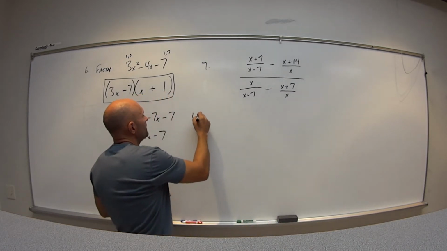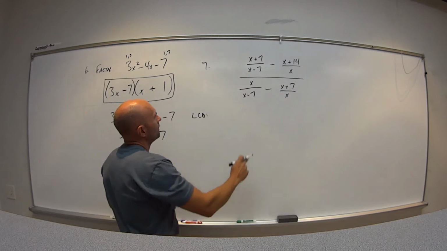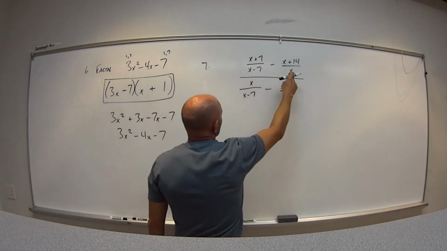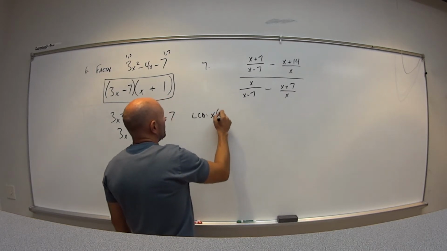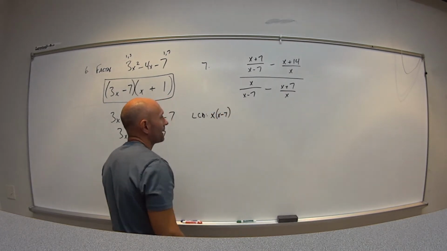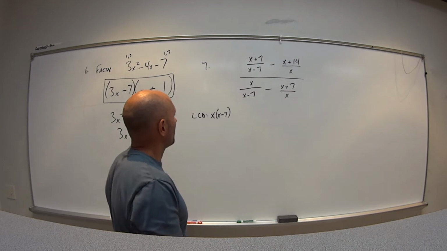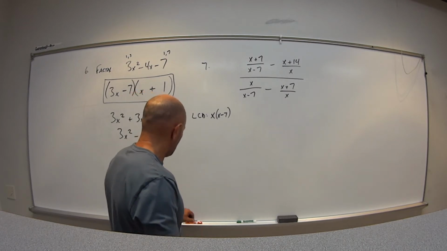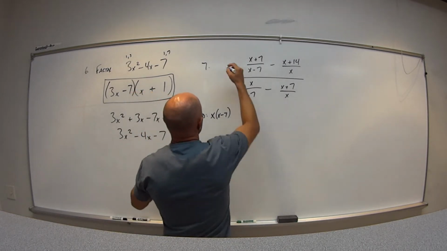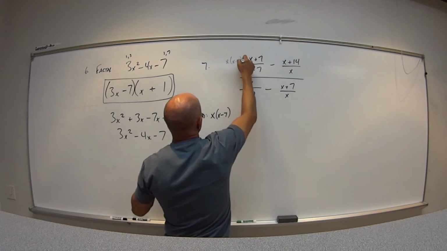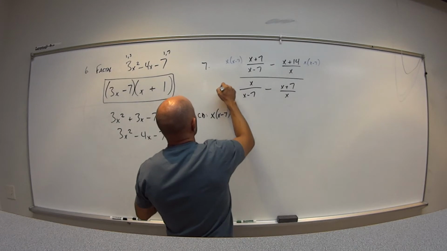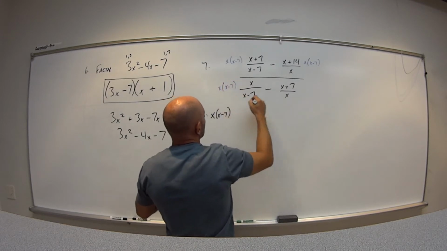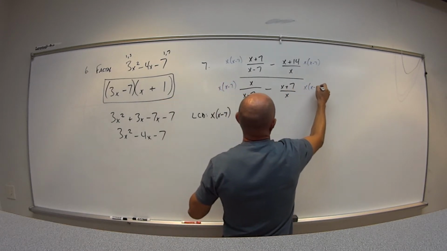So my LCD for this would be what? Well, I have an x minus 7, and an x, and an x, and an x minus 7. So my LCD would be x times (x minus 7). So I multiply every term by x times (x minus 7), x times (x minus 7), x times (x minus 7), x times (x minus 7).